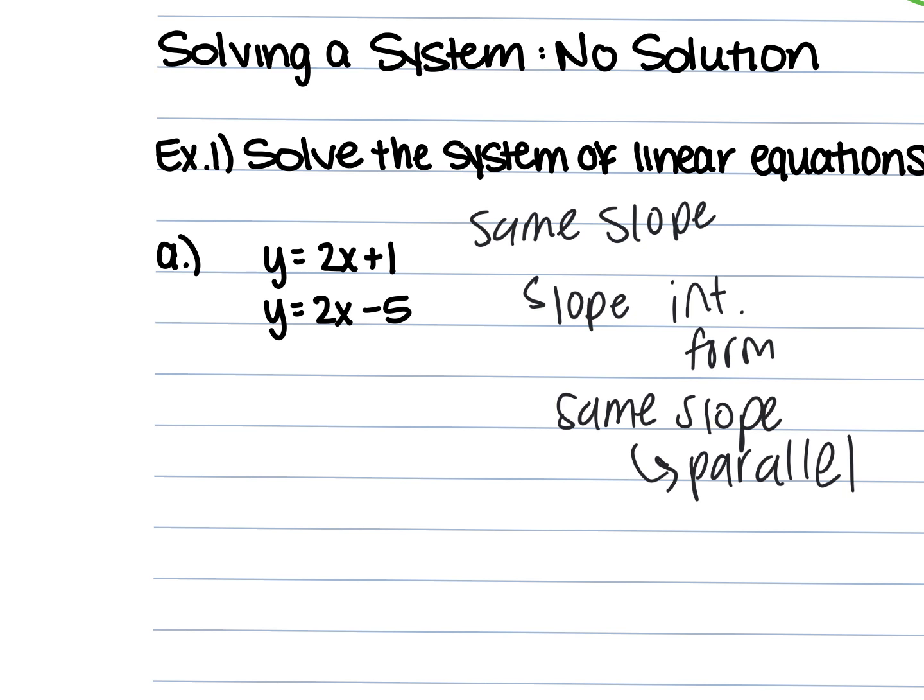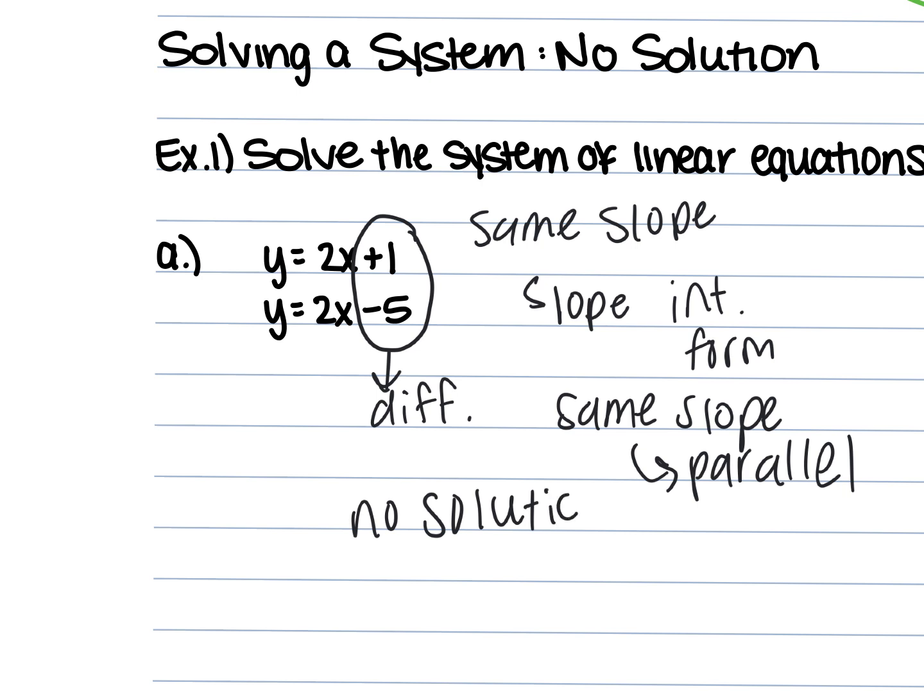Are these two lines on top of each other? Why not? The y-intercepts are different. So if they have different y-intercepts but the same slope, and they're parallel, will they ever intersect? No. So how many solutions am I going to get? No solution.